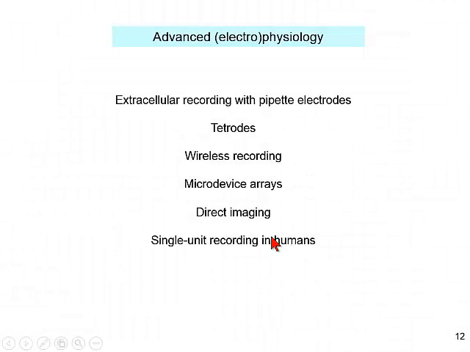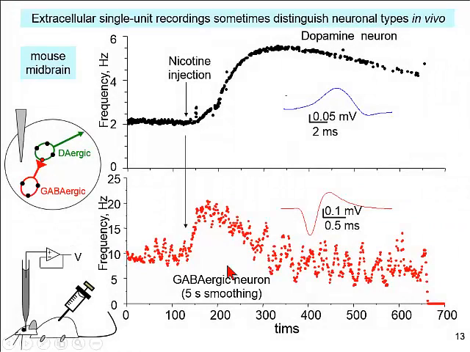Okay, so now we're going to talk about advanced physiology, mostly advanced electrophysiology. We'll talk about extracellular recording with pipette electrodes, with so-called tetrodes. We'll talk about wireless recording, micro devices, direct imaging, and we won't talk much about single unit recording in humans, but actually Ralph Adolphs does this in his lab, and so he'll tell you about it a bit. And again, this is a very exciting topic for Caltech undergrads and grad students, since it's so well represented here in so many labs at Caltech, the general idea of pushing forward how one records from and stimulates neurons.